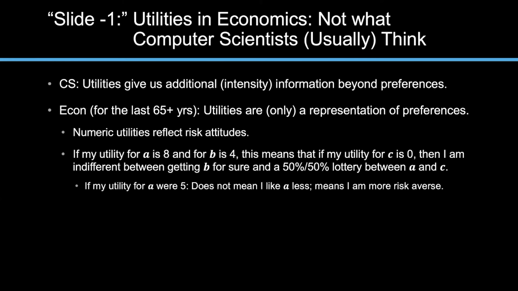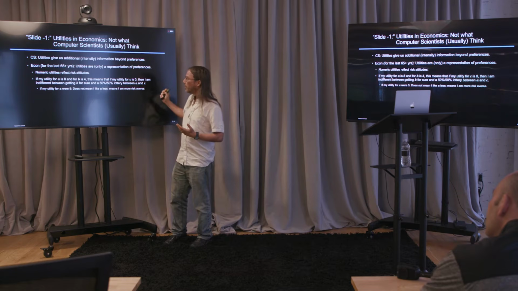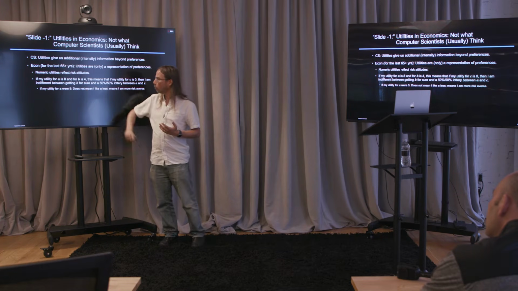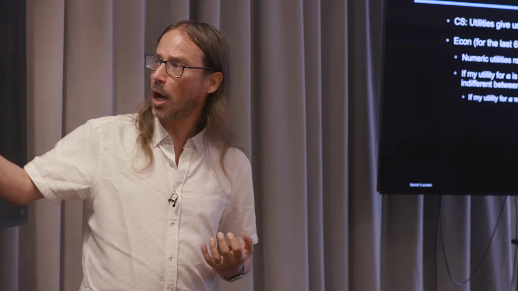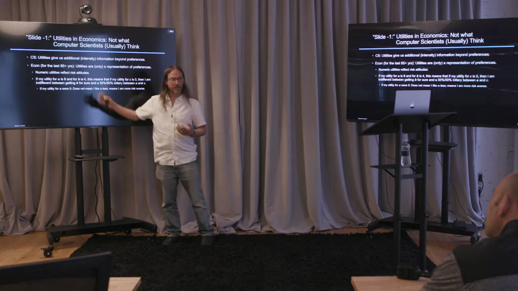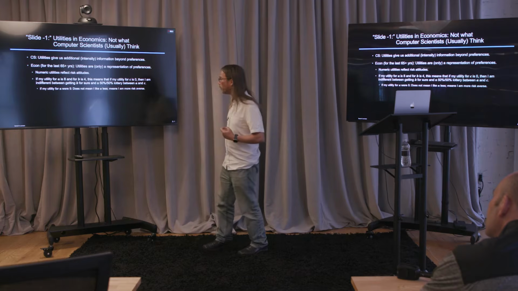These numbers do not reflect intensity, they reflect risk attitudes. As an example, if my utility for alternative A is 8 and for alternative B is 4, it does not mean I like alternative A twice as much as alternative B. It rather means that if my utility for a third alternative C is 0, then I'm indifferent between getting B, this 4, for sure, and a 50-50 lottery between A, whose utility is 8, and C, whose utility is 0, because the expected utility here is 4, so I'm indifferent between this 4 and that 4.